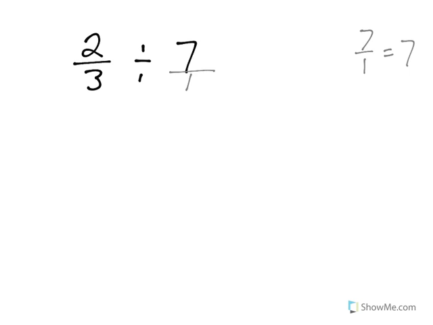Now we are going to use our keep, change, flip. So we keep the first fraction, 2/3. We change division to multiplication, and we flip the second fraction to be 1/7. And now we go into multiplication mode. So we look numerator to denominator. Can I reduce any fractions? And in this case, the answer is no.